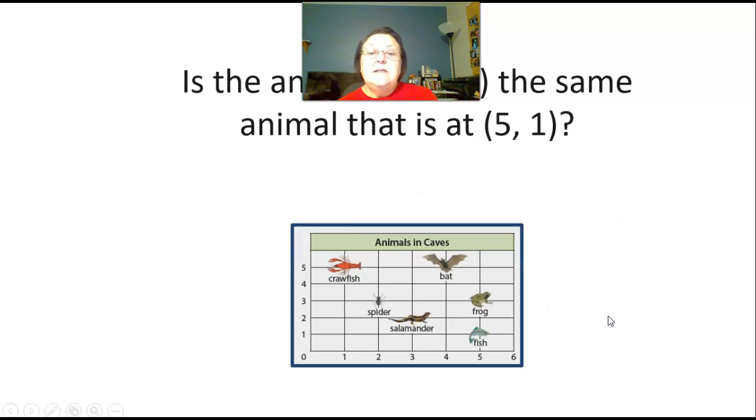So look at this coordinate graph here. Is the animal at 1, 5 the same animal that is at 5, 1? So let's look at these. 1, 5 is a crawfish. 5, 1 is a fish. So the answer to our question is no, they're not the same animal. They're two totally different animals because they have two different ordered pairs.